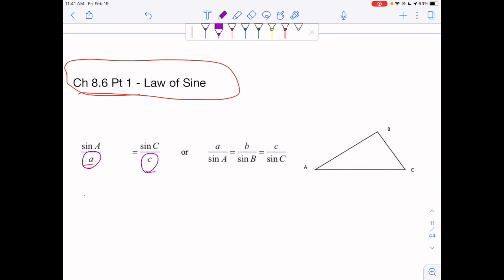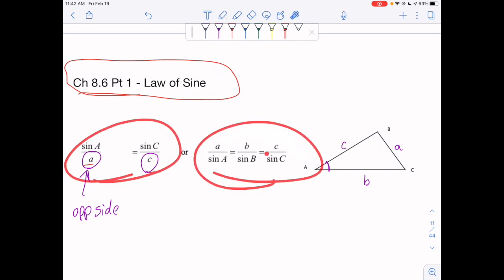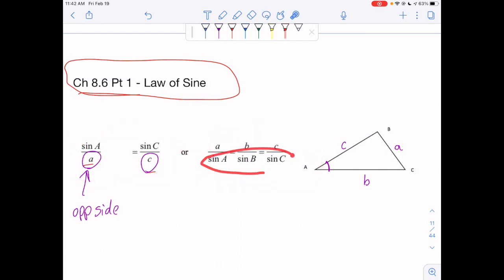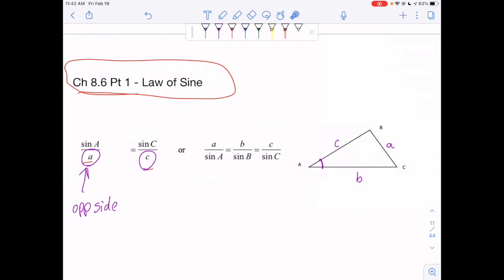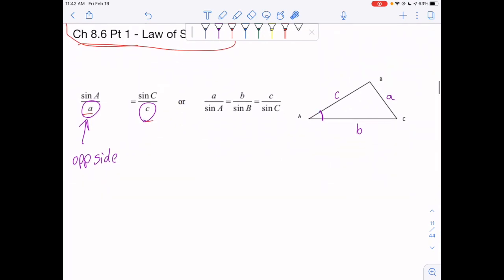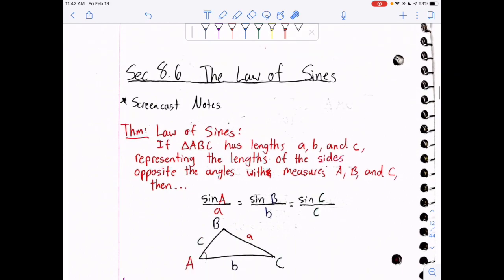Just a reminder, all these lowercase letters represent the side opposite the angle. So this is angle A, opposite that is side A, this is side B, side C. Both of these formulas work whether you put all the sides on top or all the angles on the bottom, or vice versa. It just depends on what makes your math easier. Either is perfectly fine to use, just make sure you pick the easier one, which I will show you here.